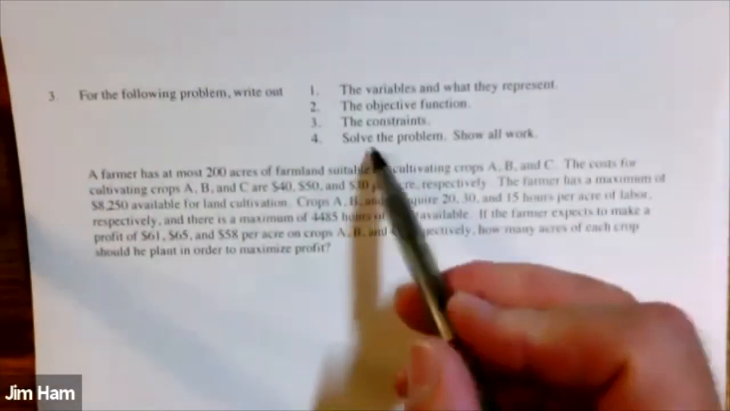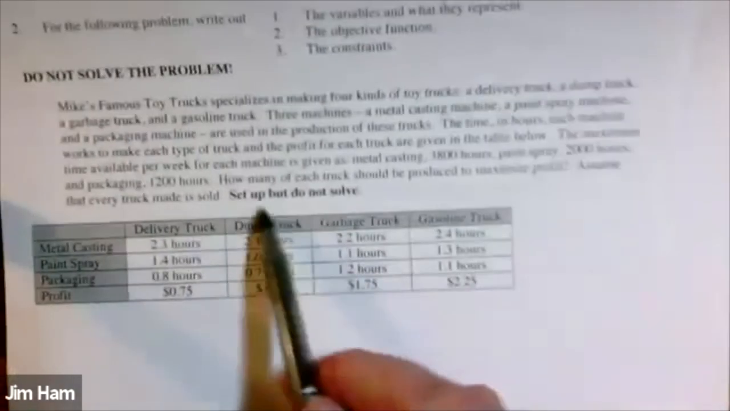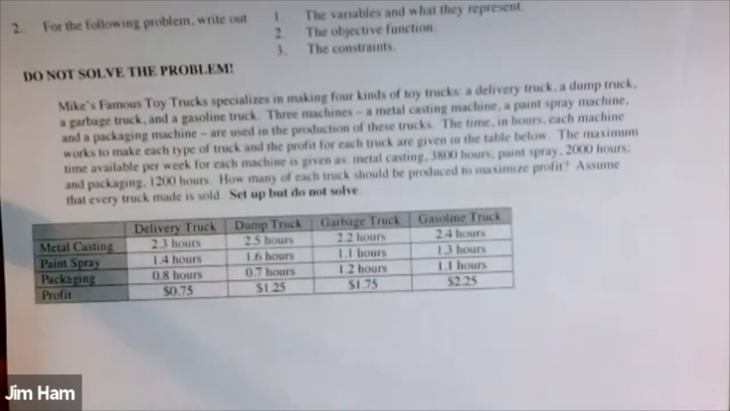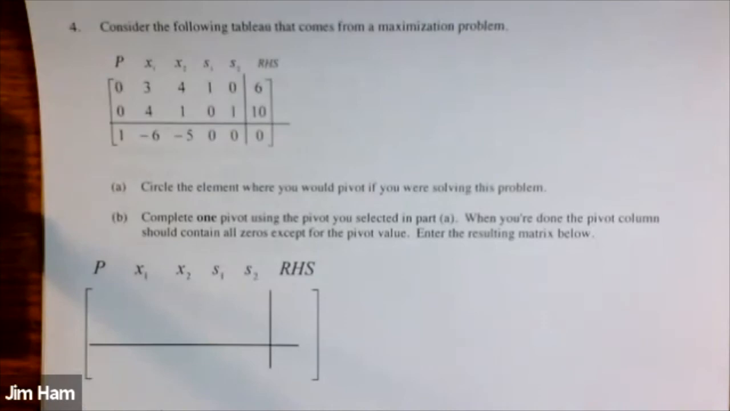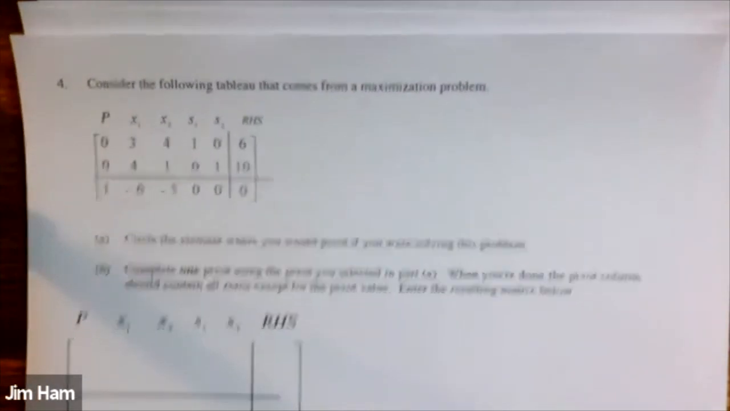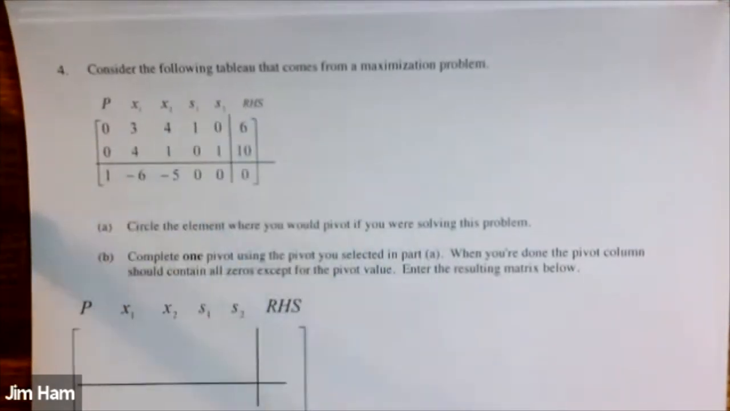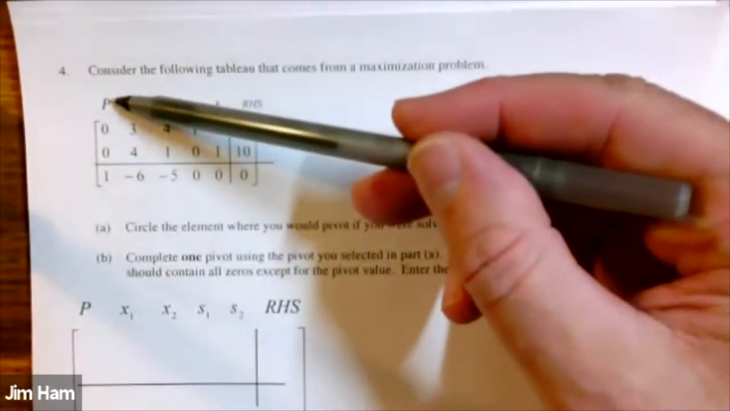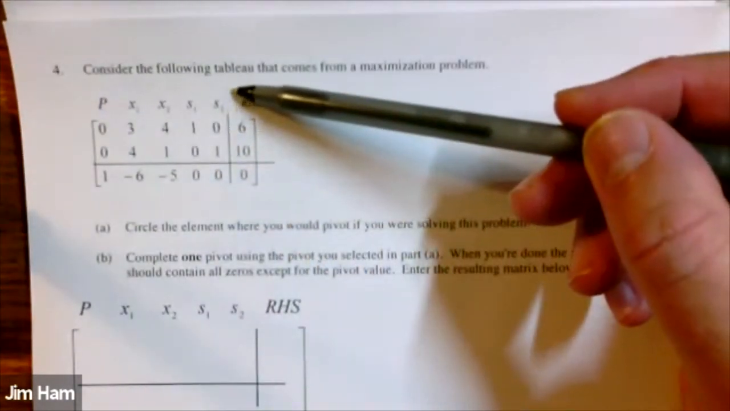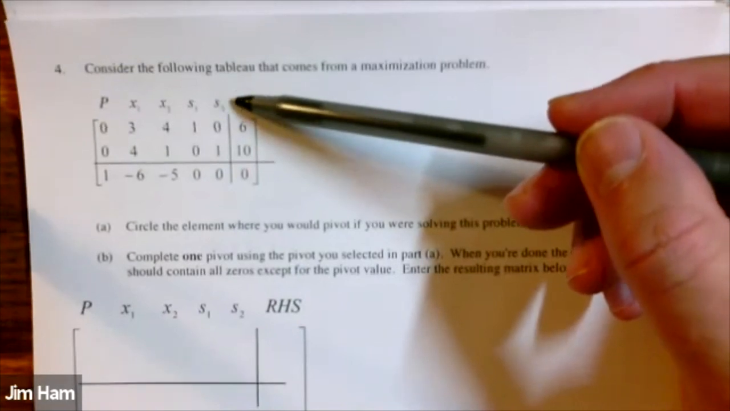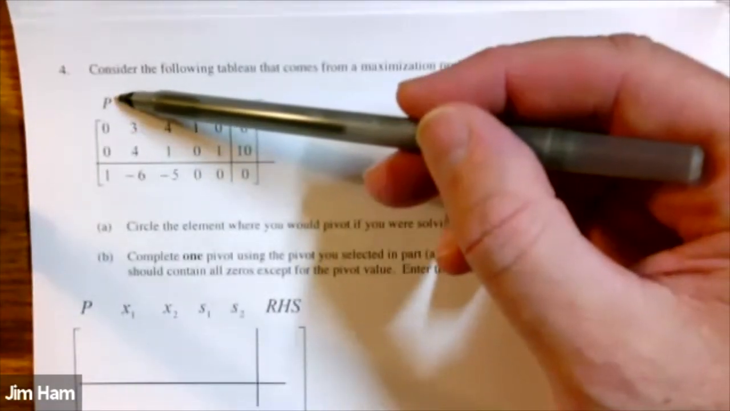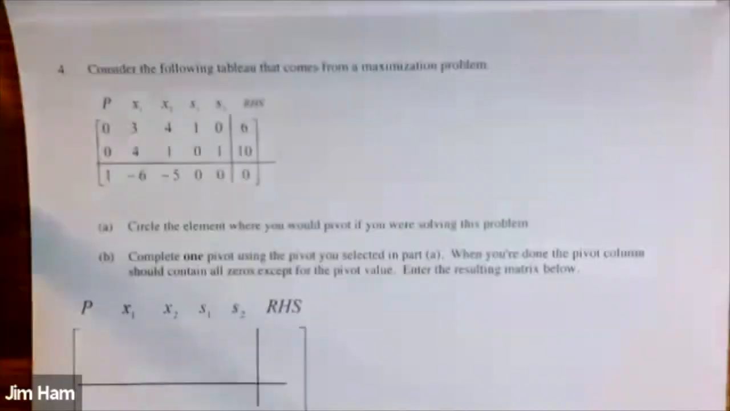Something similar, but this one says solve the problem, whereas this one up here says don't solve the problem, just set it up. Number 4 here is that, okay, this is an initial simplex tableau. Okay, so I have to share something with you here. Most of the time in our current textbook, they always put the objective function right before the right-hand side. This book I was using before with these sample exams, it put the objective column all the way to the left. But other than that, you would interpret these matrices in the same way.